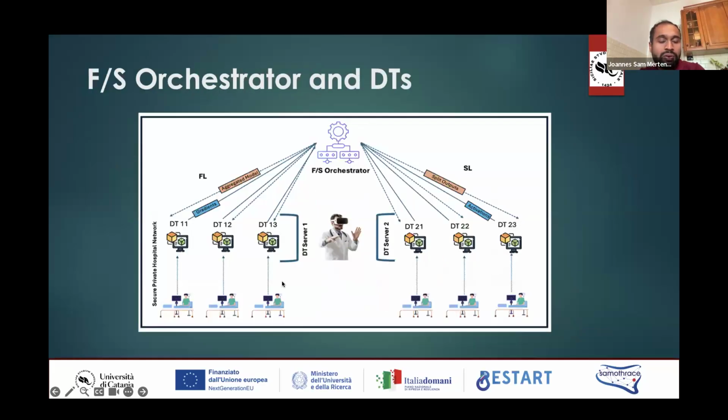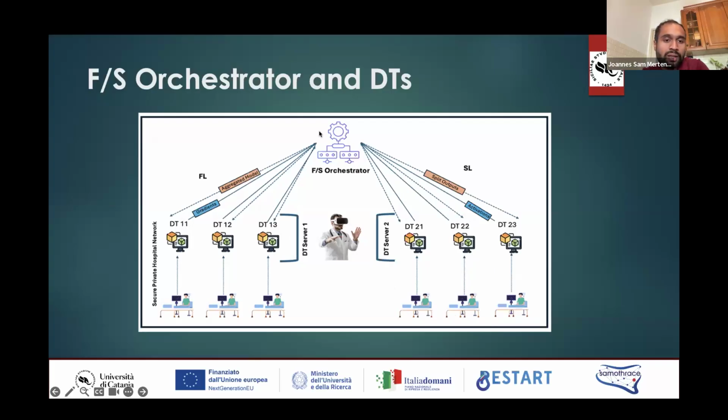And we proposed a scenario like this. Okay, so you have the patients here, and like I said in the beginning, we develop digital twins for each patient. So DT11 is for patient 1 in the first room. Okay, and DT12 is for patient 2 in the first room. Okay, and you have a digital twin server for this particular room with 3 patients, and then you have a digital twin server 2 for these 3 patients in room 2. Okay, and then you have an orchestrator.